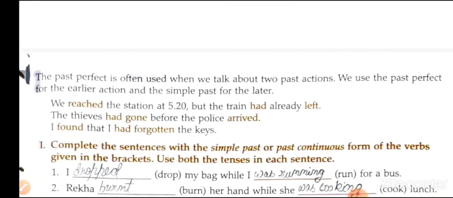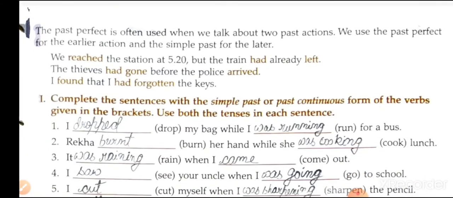The past perfect is often used when we talk about two past actions. We use the past perfect for the earlier action and the simple past for the later. We reached the station at 5:20, but the train had already left. The thieves had gone before the police arrived. I found that I had forgotten the keys.